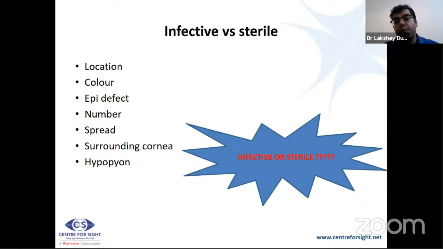Sterile are usually multiple. Infective, usually a big ulcer, may have satellite lesions. Spread: infective spreads in all directions, while sterile one spreads along the limbus. Surrounding cornea will be edematous and having stromal infiltrate in cases of infective. Hypopyon usually present with infective.